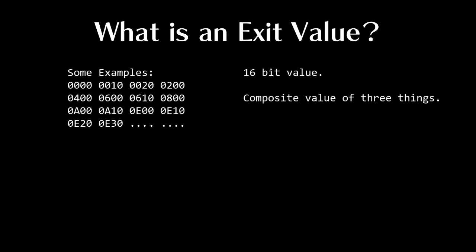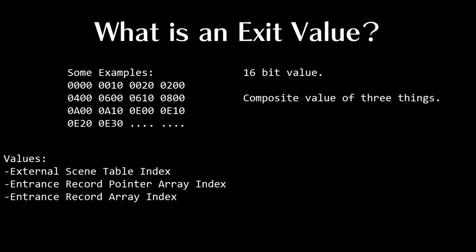On the left here, I have some examples. They are 16-bit composite values made up of 3 different values. Those values are the following: external scene table index, entrance record pointer array index, and entrance record array index. So how do we get these 3 values from the exit value?